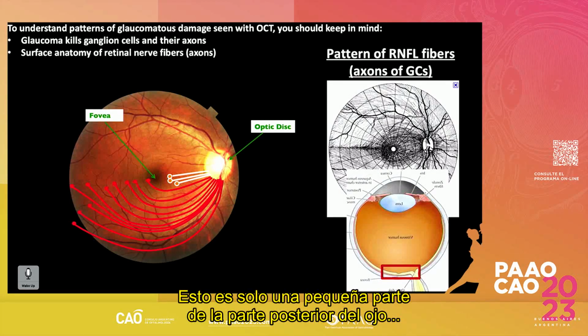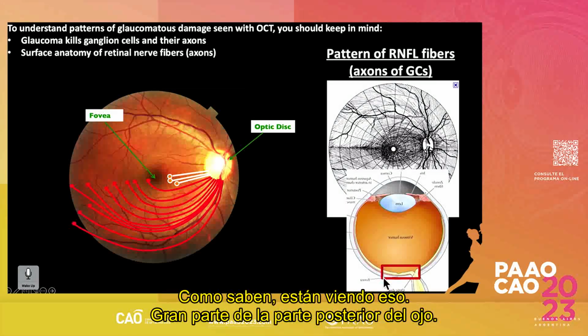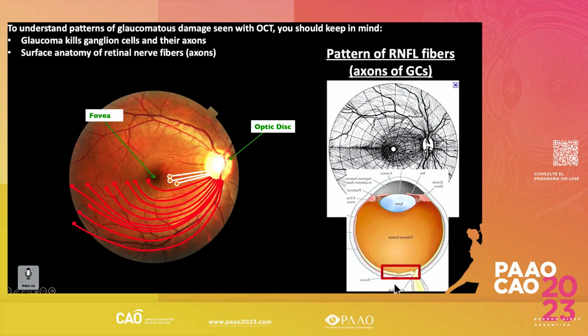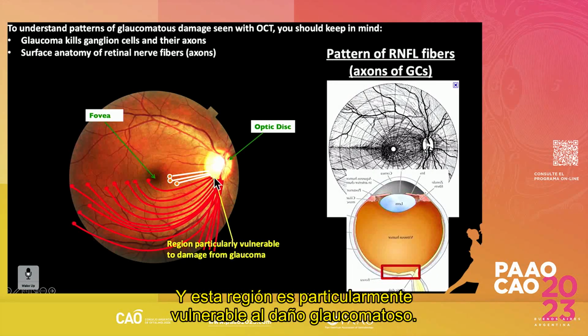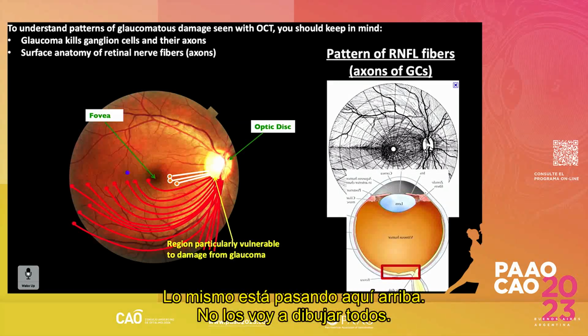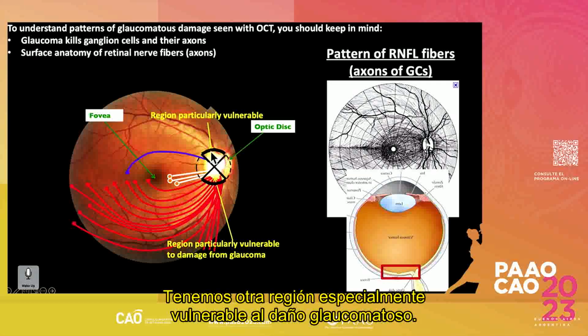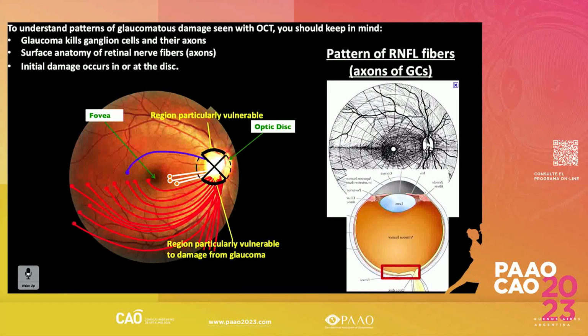This is only a small part of the back of the eye. As you probably know, you're only looking at about that much of the back of the eye. So you've got axons coming from other areas, and they bunch up in this region here, and that region is particularly vulnerable to glaucomatous damage. Same thing is happening up here. I'm not going to draw them all in, but again, you've got another region that's particularly vulnerable to glaucomatous damage.